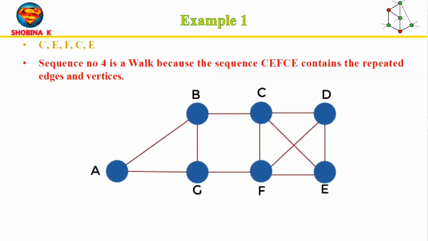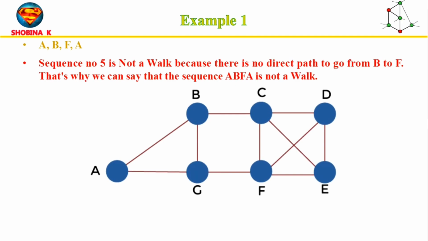And next, sequence 4 is a walk because the sequence C, E, F, C, E contains repeated edges and vertices. Next, sequence 5 is not a walk because there is no directed path to go from B to F. That's why we can say the sequence A, B, F, A is not a walk.